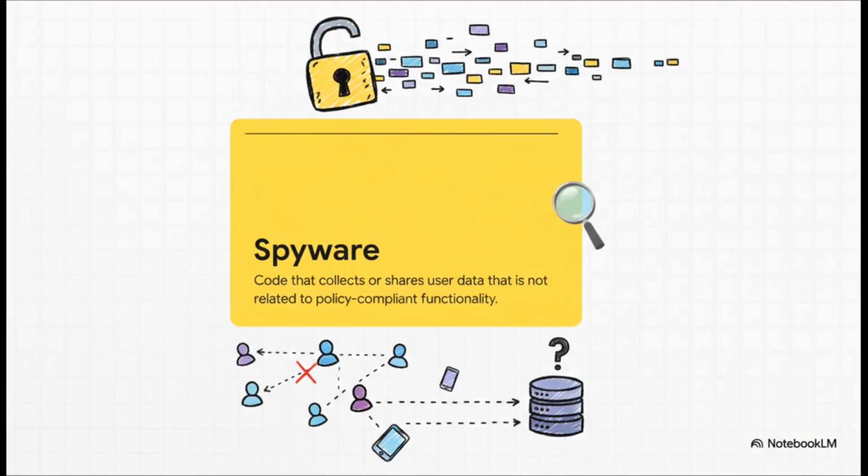All right, let's zoom in on a big one, spyware. This is all about stealing data. It's code that's secretly grabbing user information and sending it somewhere else. Now, the magic words here, the ones you really need to pay attention to, are "without a legitimate, policy-compliant purpose." What this really means is that any data you collect has to be for a clear, valid feature that the user actually understands and wants. If you're just collecting data for the sake of it, you're heading straight into the danger zone.